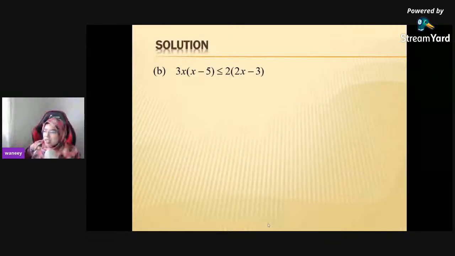Okay, so now this is the second question. Again, I'm going to give you 1 minute for you to do this question, and then let us see whether you get the correct answer or not.